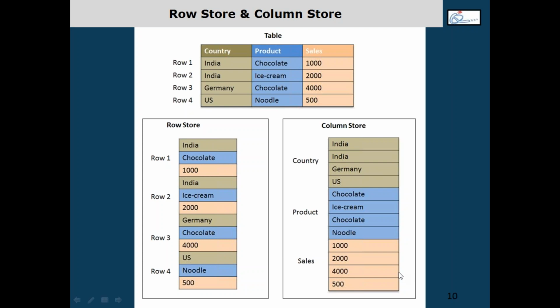That linking is maintained by something called the positioning index. It's all built in by the system. You don't have to worry about that. By using that positioning index, it will be able to link that this India is linked to chocolate, and this is linked to 1000. The linking is all taken care of by the positioning index.